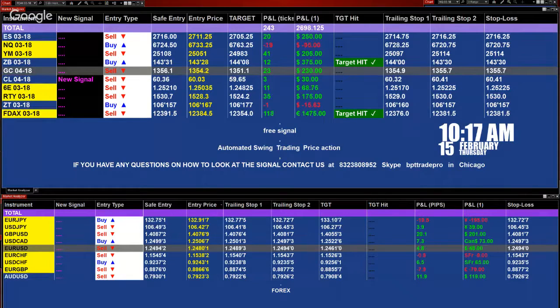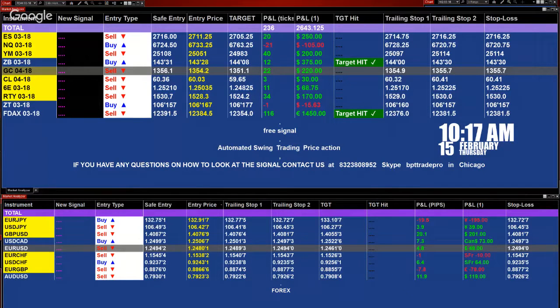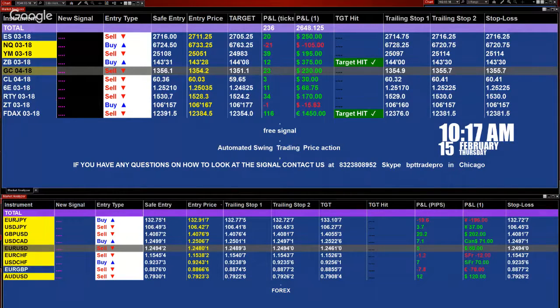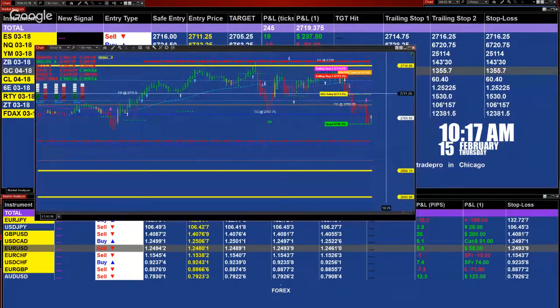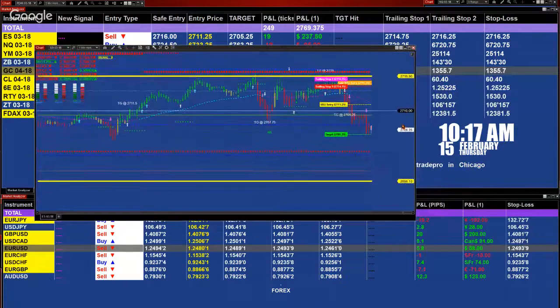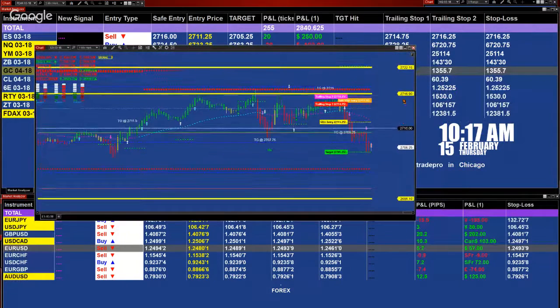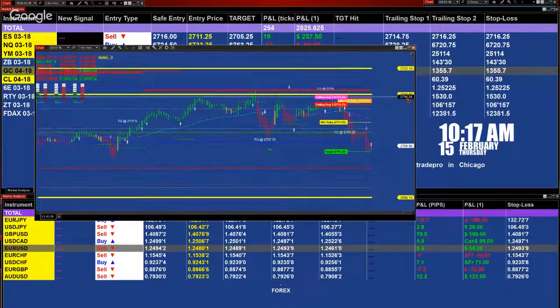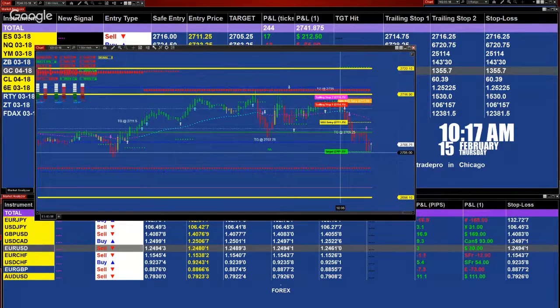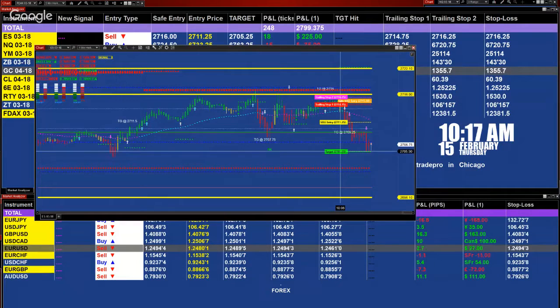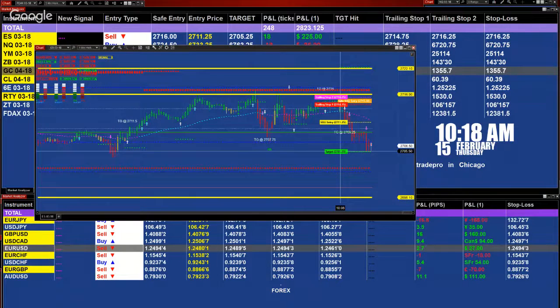And I'll show you why. Honestly, I was not prepared to do that today. This is your ES. Here is your entry price, sell entry at 2711. We had the target. As you notice, the ES came in exactly to the tick, to the target.